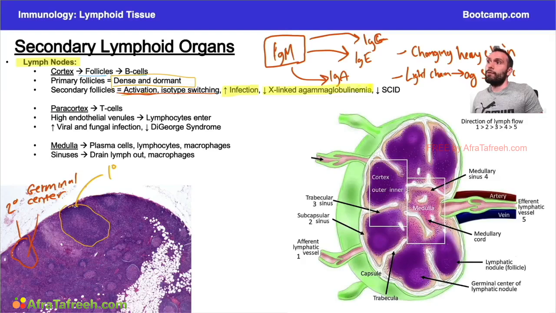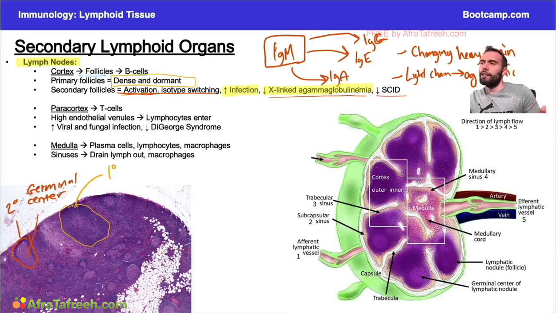If a patient, for whatever reason, had a disease where they would have a deficiency in maturing these B cells, for example, X-linked agammaglobulinemia, what's the issue here? Well, you can't make mature B cells. If you can't make mature B cells, we might not have follicle formation. So we can see a significant decline in the number of follicles just in general when we have X-linked agammaglobulinemia, or SCID for that reason.